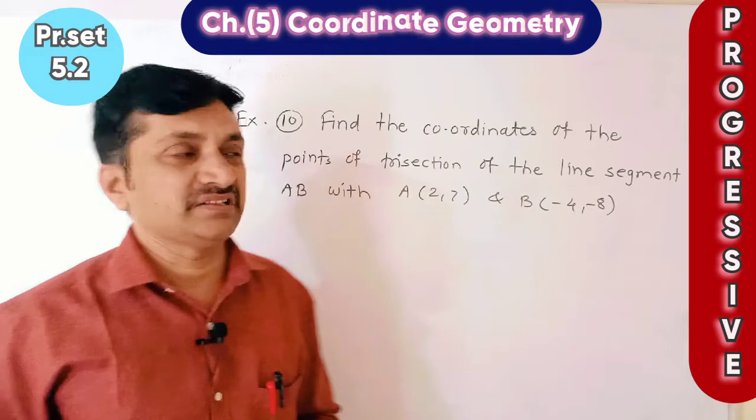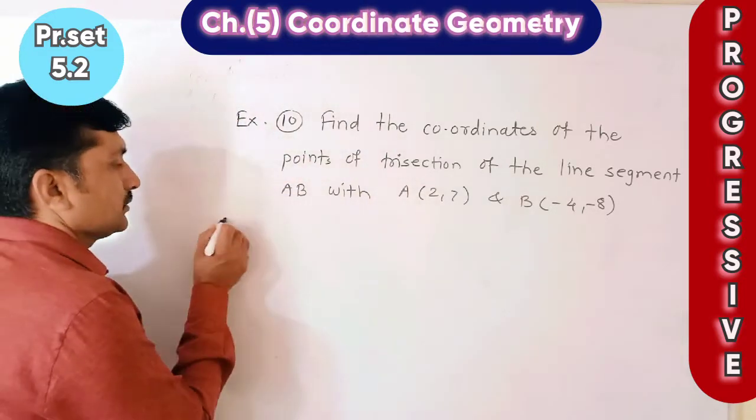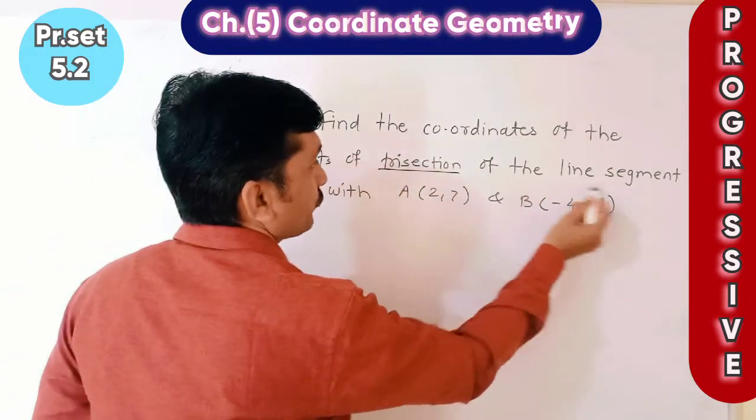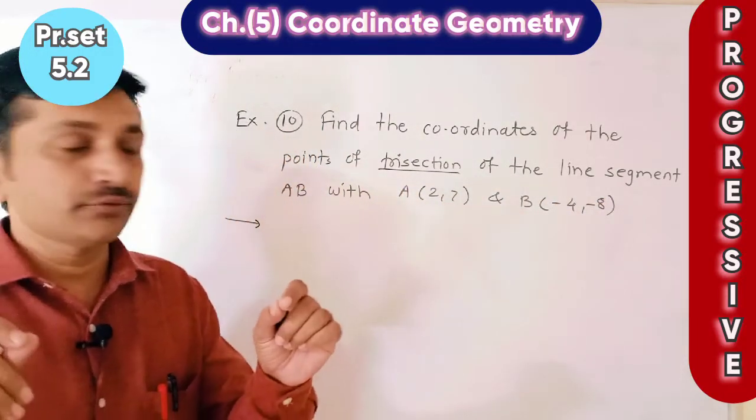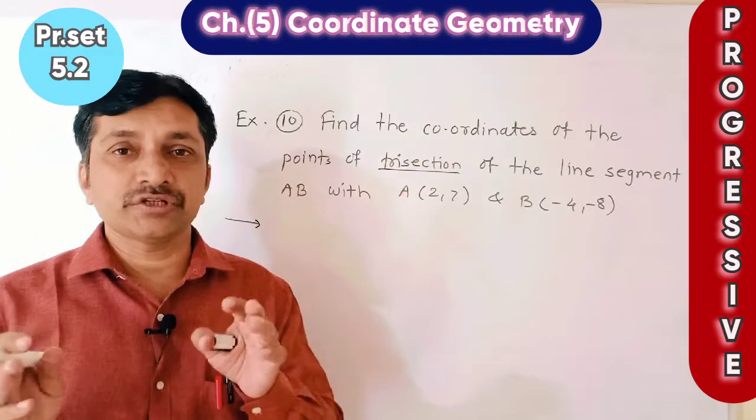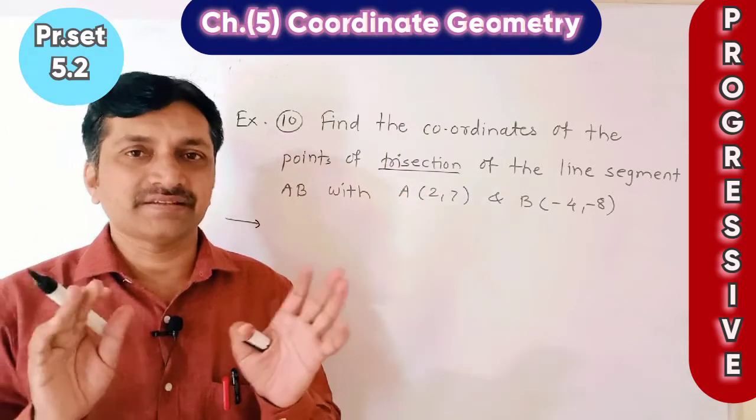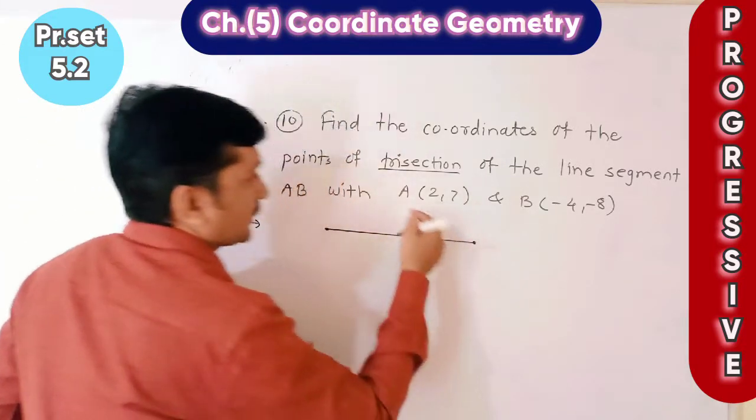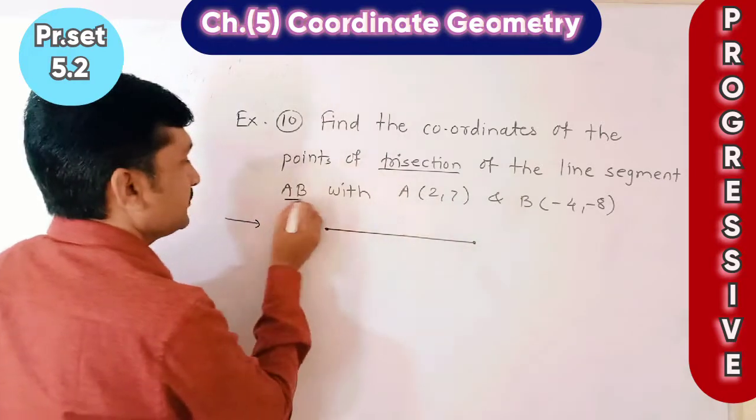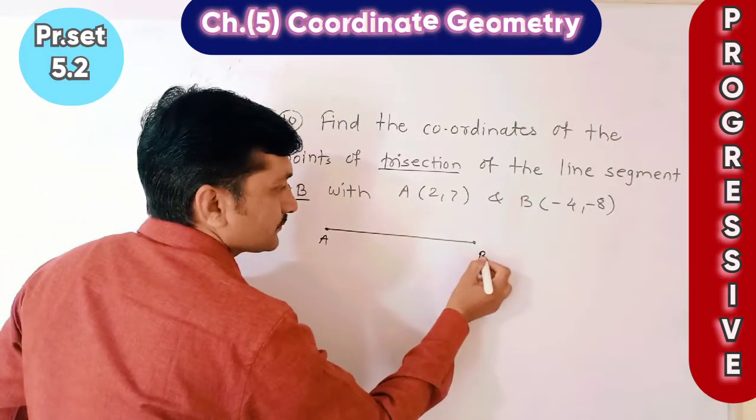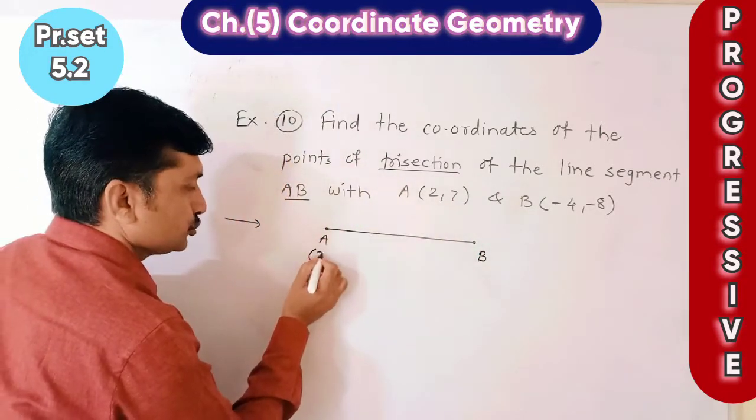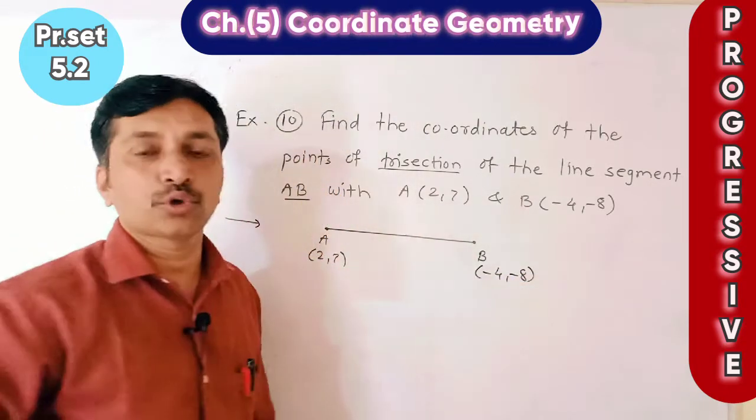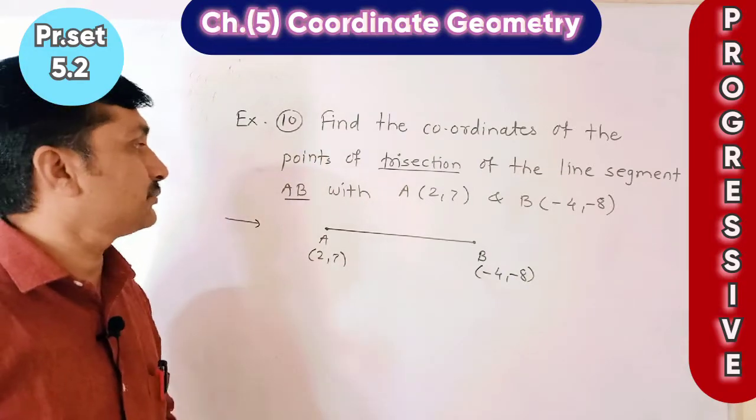Now let's continue. Example number 10. Find the coordinates of the points of trisection of the line segment. The line segment is divided into three equal parts, so let's draw a figure. The line segment is AB, where A and B are endpoints. Their coordinates are (2, 7) and (-4, -8). These are the coordinates of the endpoints of the line segment.